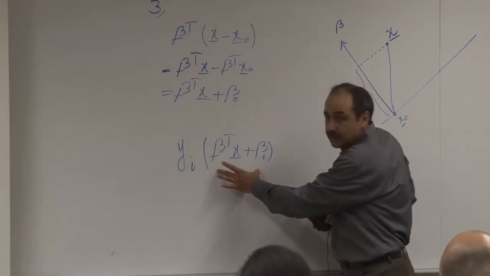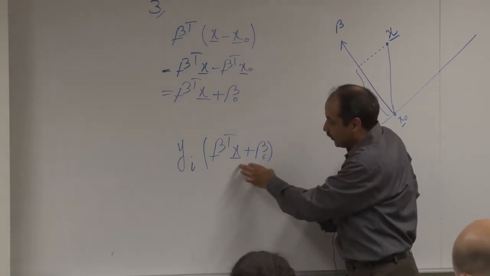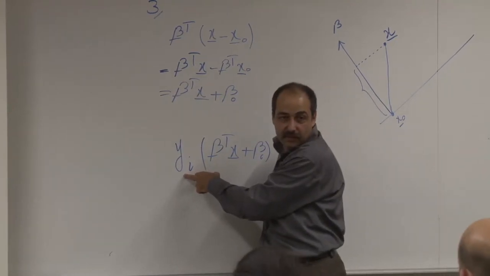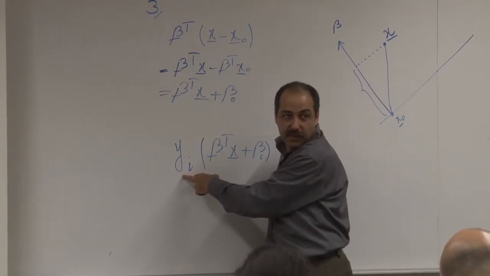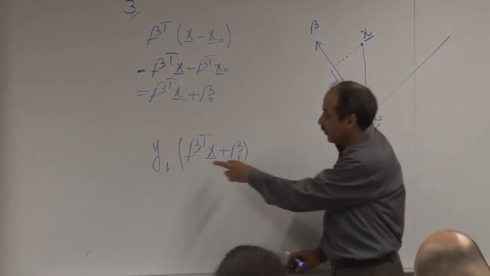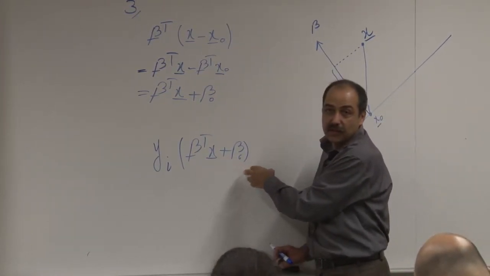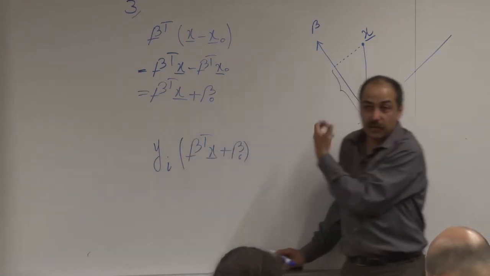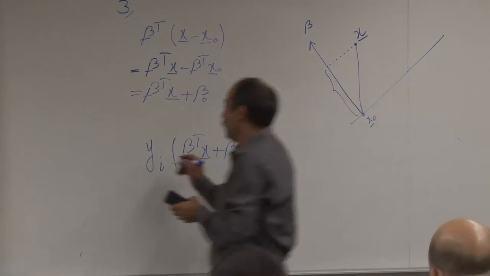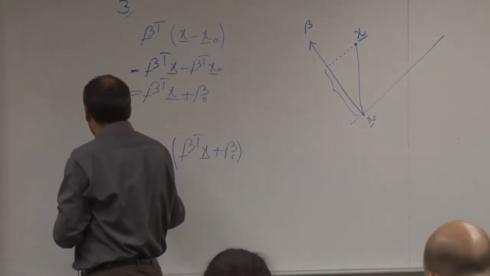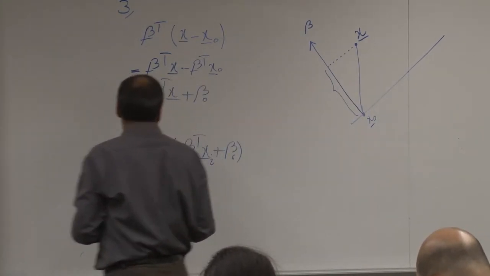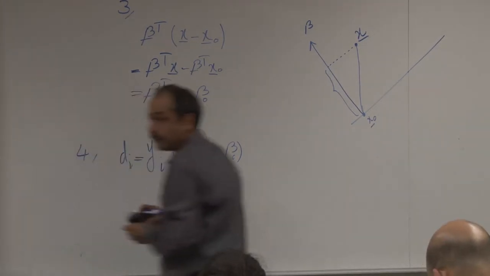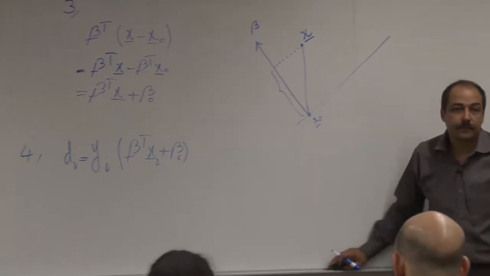So if I'm on the positive side, beta transpose x plus beta null is positive, plus 1 times plus 1, it's positive. If I'm on the negative side, beta transpose x plus beta null is negative. Times negative 1, it's going to be positive. So either way, it's going to be positive. So this is the distance of point i from the hyperplane. Okay.